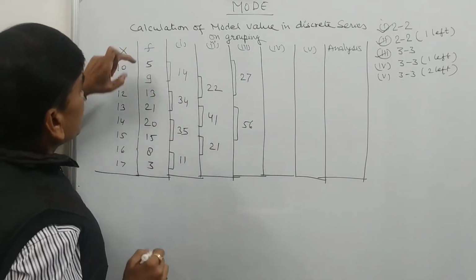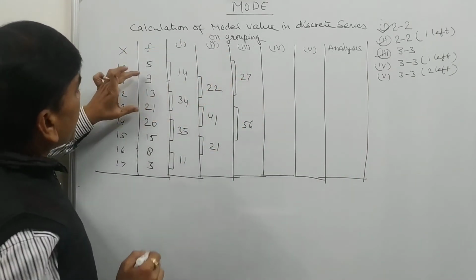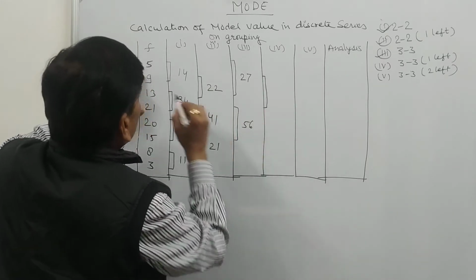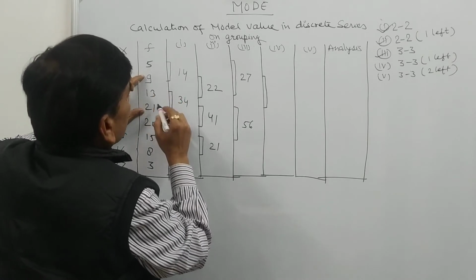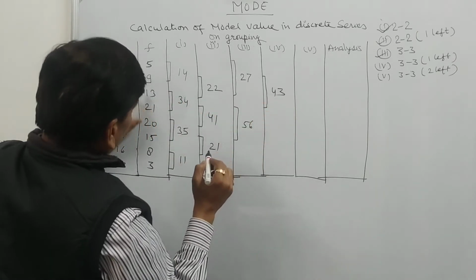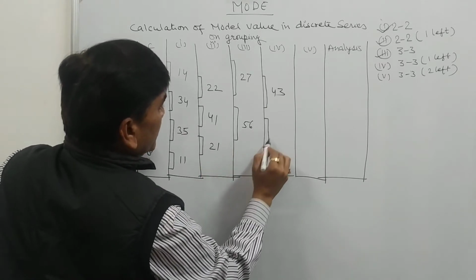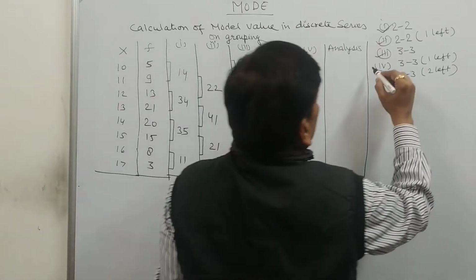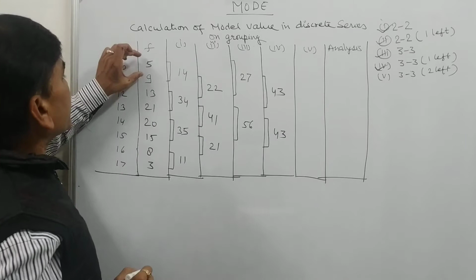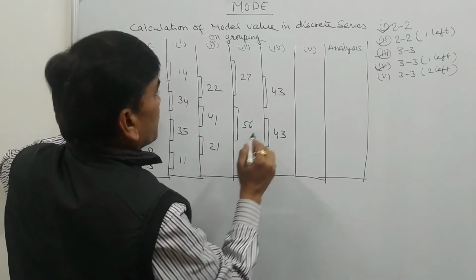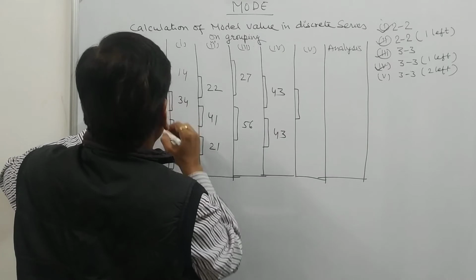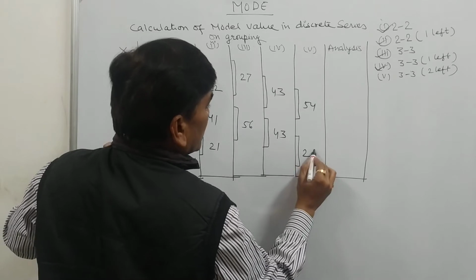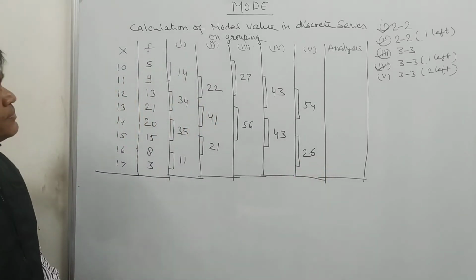Now leaving 1 item, we have to make groups of 3 items. So we will leave the first 5, and this is the addition. First 3 items, that is 43. Again 3 items, the addition of all 3, that is 43. This grouping is also completed. Now leaving 2 items, again we have groups of 3 items. So this one is 54 and the last one is 26. So our grouping is completed now.